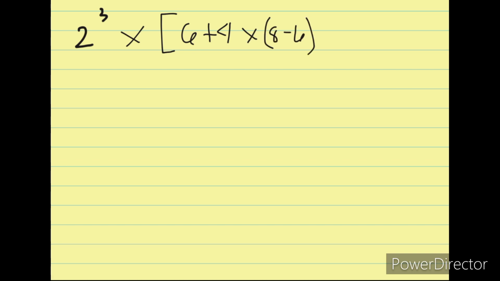Okay, example, using the GEMDAS rule. So if we have 2 cubed times the parentheses, open parentheses, 6 plus 4 times the open parentheses, 8 minus 6, then minus 14 divided by 7 times 3.